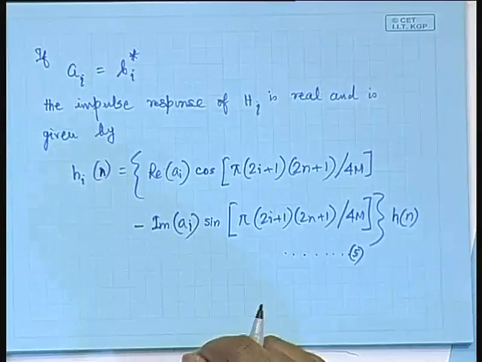Very simply, if you are going to use h_i(n) to be the impulse response of the filter, the ith bank filter, what will be the response of that filter? It will be given by the convolution of the input samples.